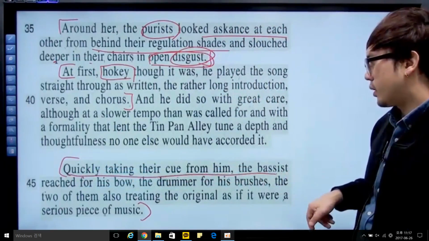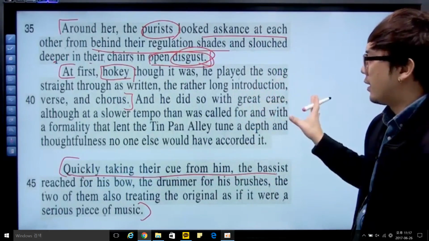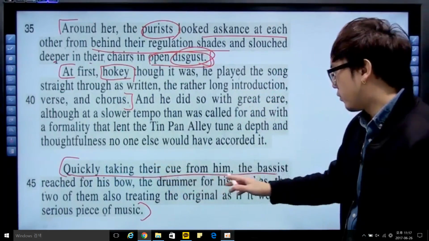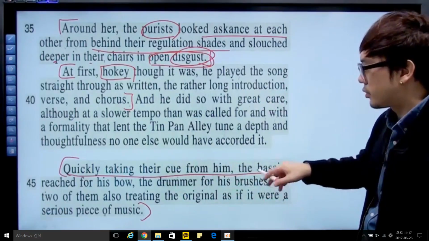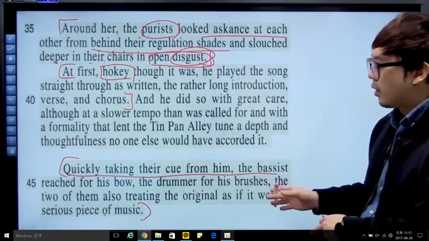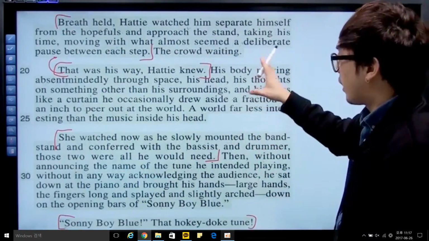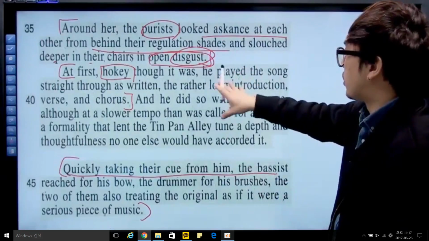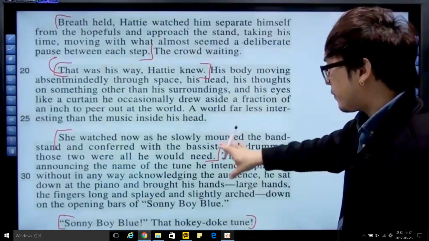There you go. Quickly. Well, that could be one of it, or the other one could be one of it. I mean, either way, it doesn't really matter. Quickly taking their cue from him, the bassist reached for his bow and the drummer for his brushes, the two of them also treating the original as if it were a serious piece of music. Or there was another one, before anything would start, right? So where would it be? I'm sorry. It's going to take some time.